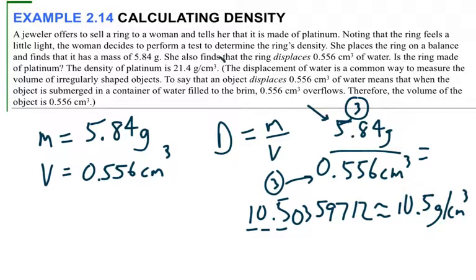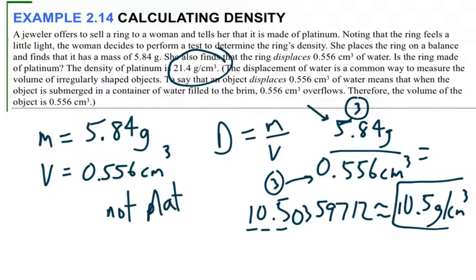Now, notice that the density of platinum is given in the question. And if you notice, the density that we calculated is nowhere close. So this is definitely not going to be platinum. So the lady, her hunch was right. It is not platinum. Way off here as far as density.